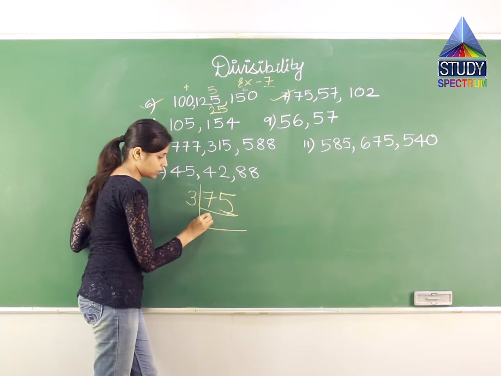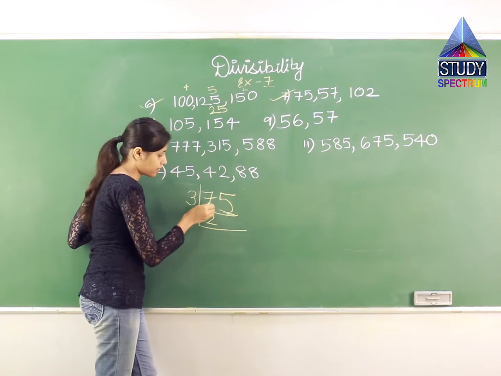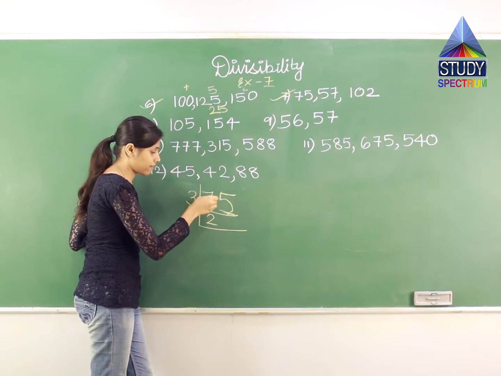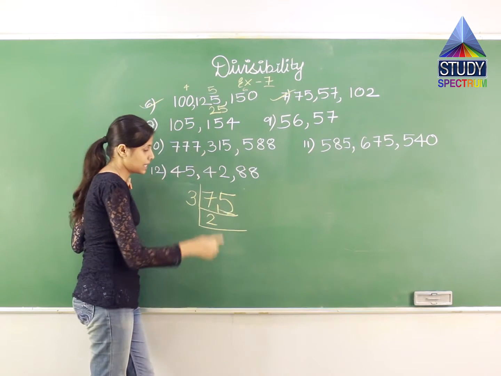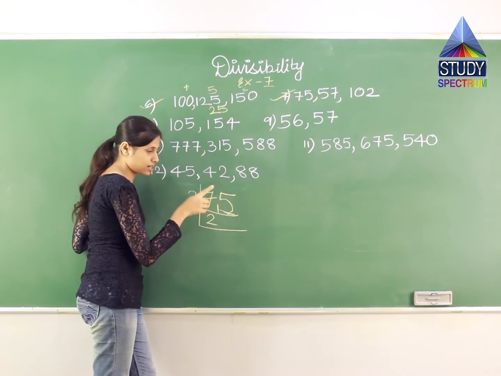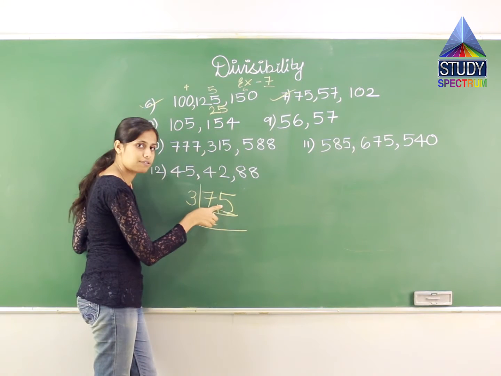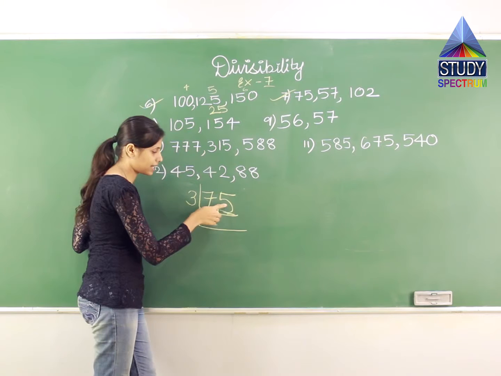3 ones are 3, 3 twos are 6, right? But over here I have 7. So 7 minus 6 gives me how much? Gives me 1. So 1 over here. 3 ones are 3, 3 twos are 6, 3 threes are 9, 3 fours are 12, 3 fives are 15. And that is what I require.